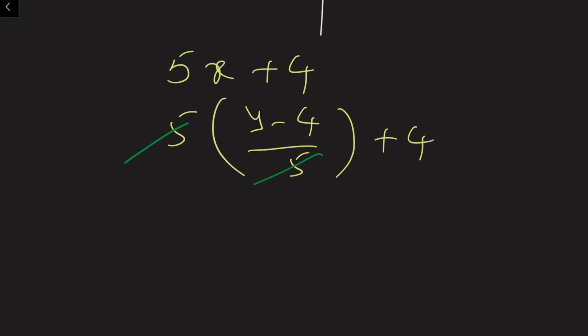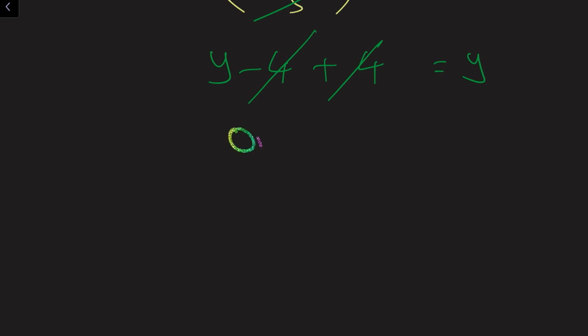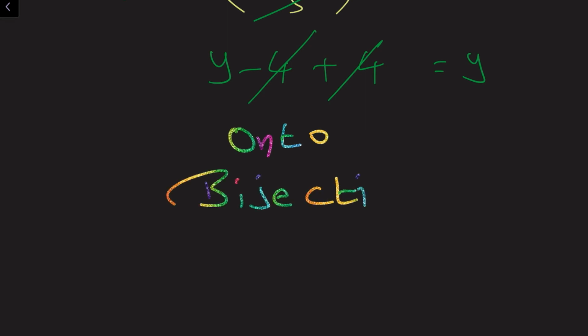Here the 5s both will get cancelled. Then we remain with y - 4 + 4. Here minus 4 plus 4 cancel. So it remains with y. If we get the answer only y, then it is an onto function also. We showed that it is a one-one function. Now we showed that it is an onto function. So then it is a bijection.